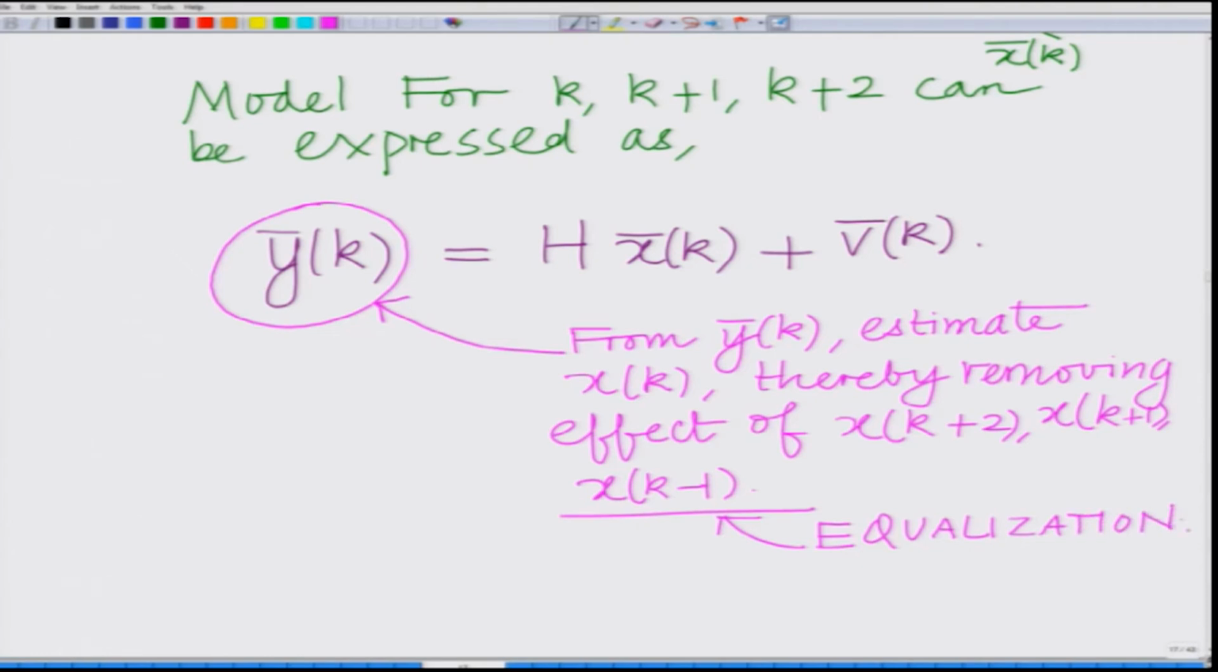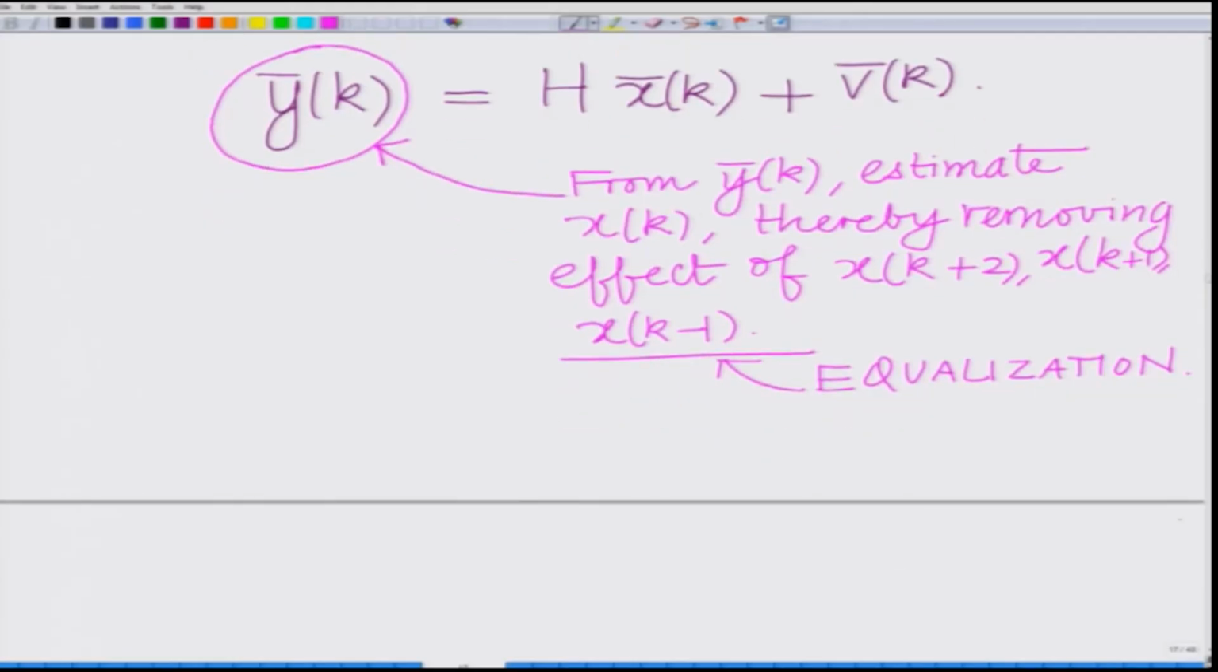By using y_{k+2}, y_{k+1} and y_k, basically we are trying to recover x_k and remove the effects of the other interfering symbols, which in this case are x_{k-1}, x_{k+1} and x_{k+2}. This is the equalizer, this is the concept of equalization, and we will use the LMMSE principle to derive the equalizer, alright.